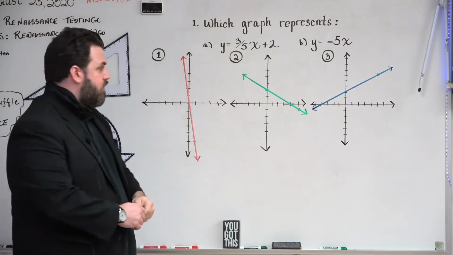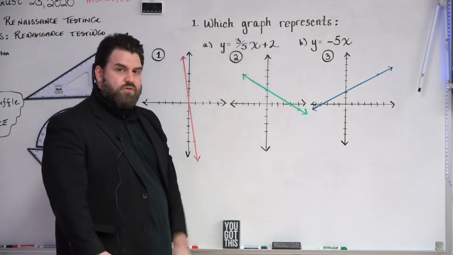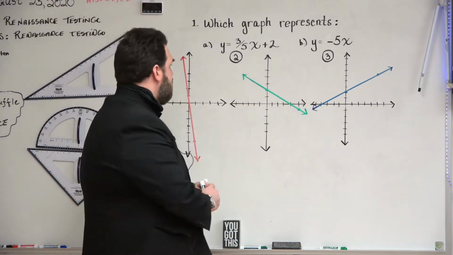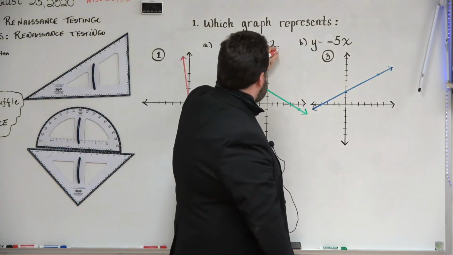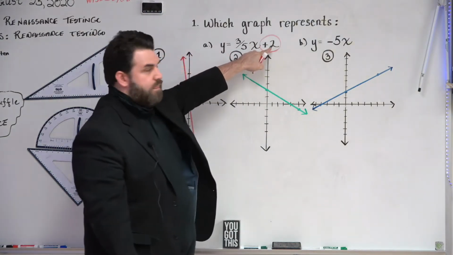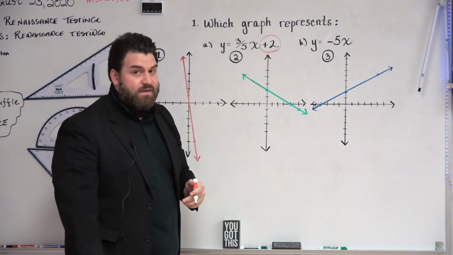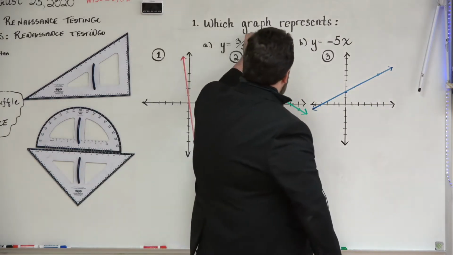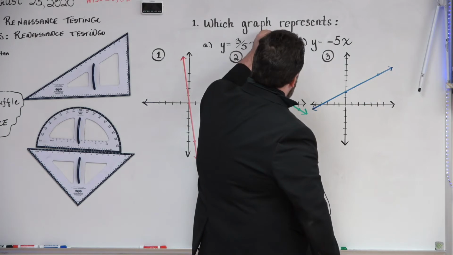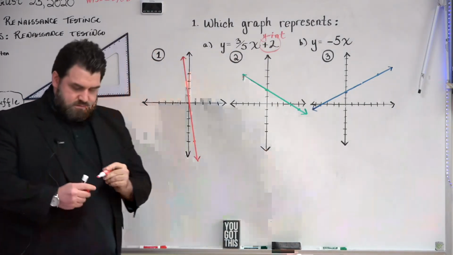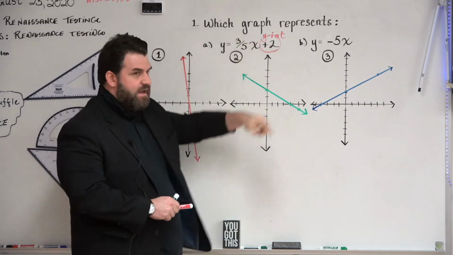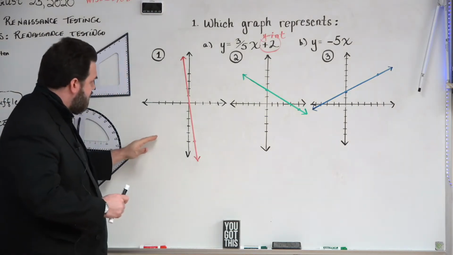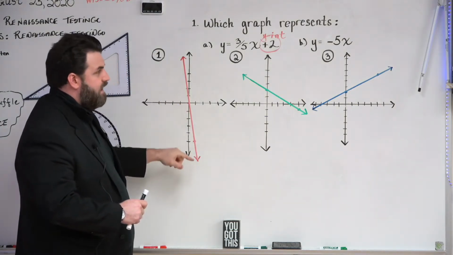Okay, so when we're looking at an equation like this, we need to focus on two key things. We need to focus on this number right here. That number I just circled in red is the y-intercept. It's where the graph crosses the y-axis. So we'll label that y-int. Now that's 2.